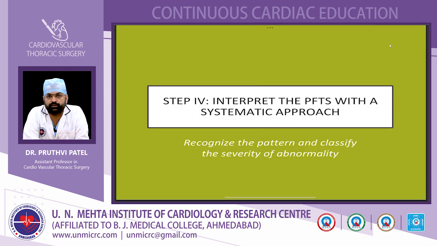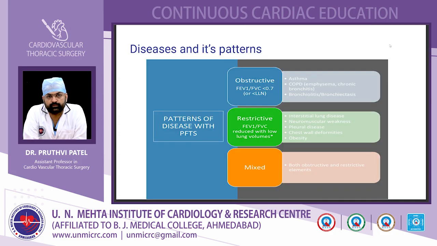Then step 4 in our interpretation of PFT with a systematic approach: we will recognize the pattern and classify the severity of abnormality. So in obstructive disease, we will have an FEV1 to FVC ratio less than 0.7, and these diseases include asthma, which is a reversible obstructive disease, and COPD, which includes emphysema and chronic bronchitis, and bronchiolitis and bronchiectasis.